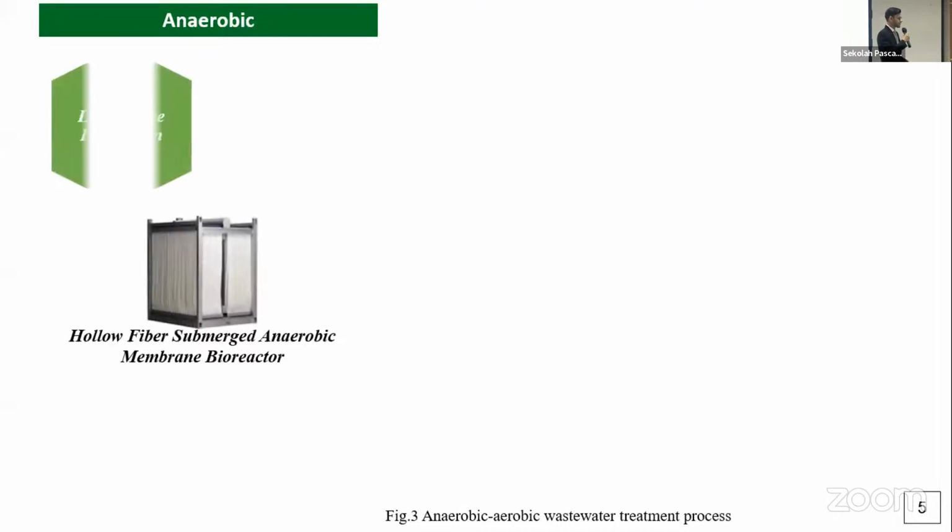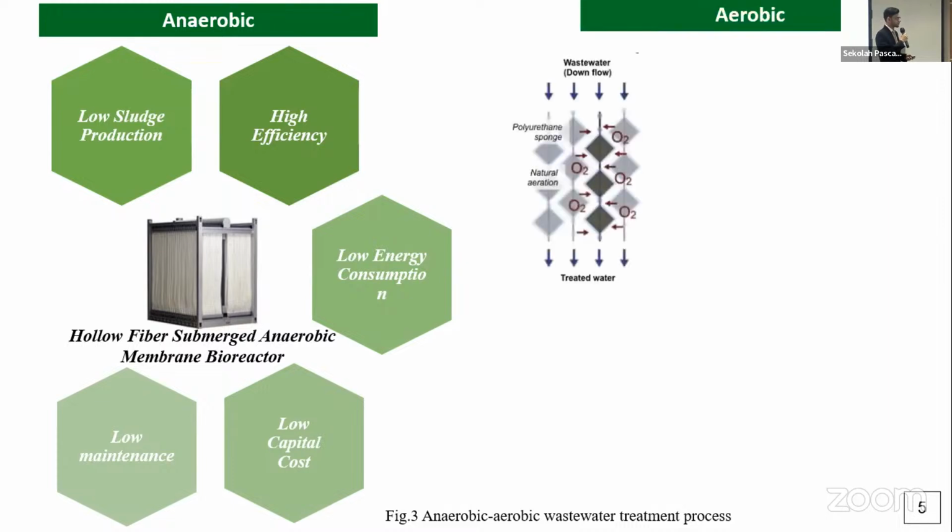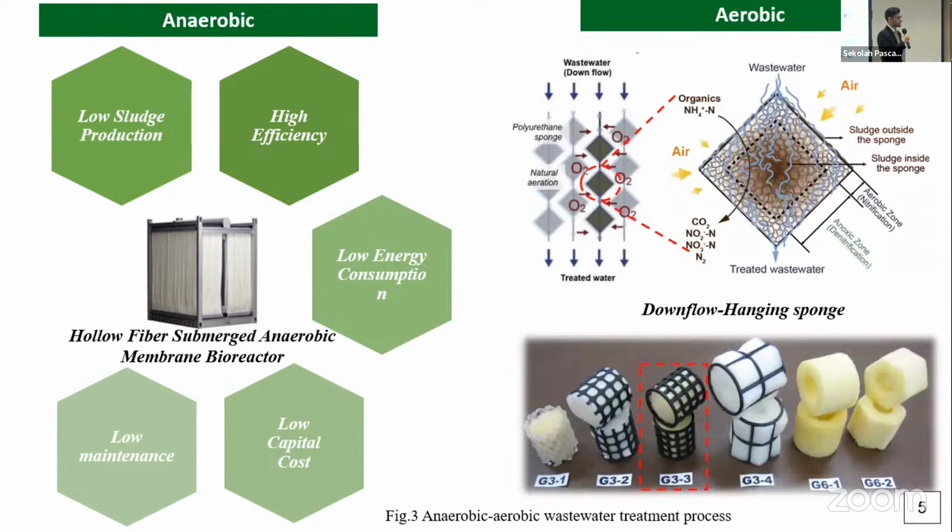For the anaerobic process, we chose the hollow fiber submerged AnMBR, anaerobic membrane bioreactor. The reason is that it is highly efficient for pollutant removal, and has low energy consumption as well as low capital and operational cost in comparison to other conventional technologies. For the aerobic treatment process, we chose the downflow hanging sponge, which is an emerging technology used in several kinds of wastewater treatment, and it uses relatively low aeration, or usually no aeration sometimes. For our research in the aerobic bioreactor, we chose the generation 3 type of sponge.